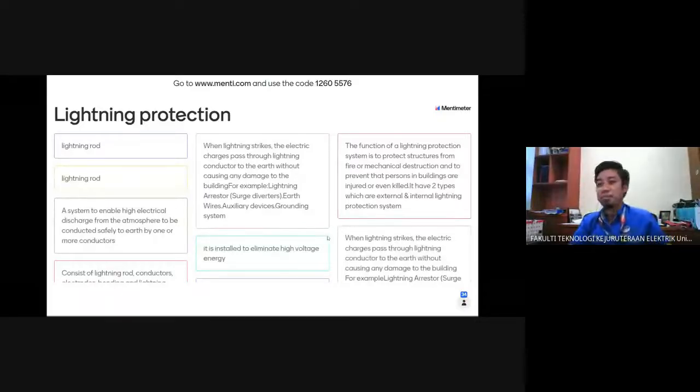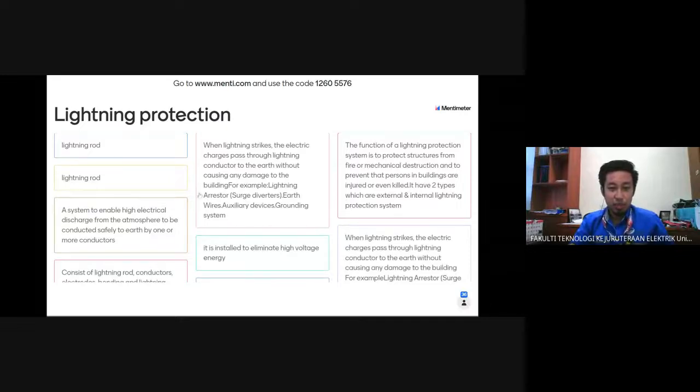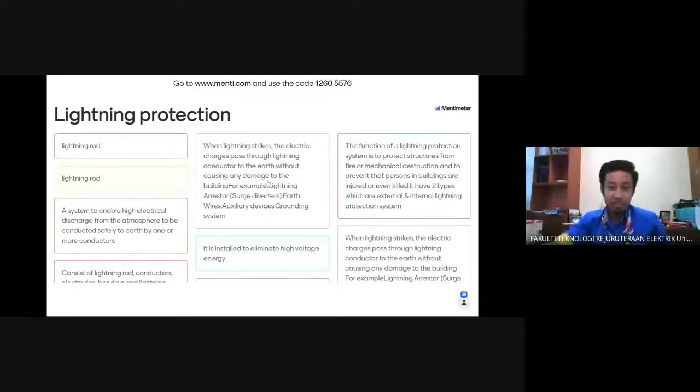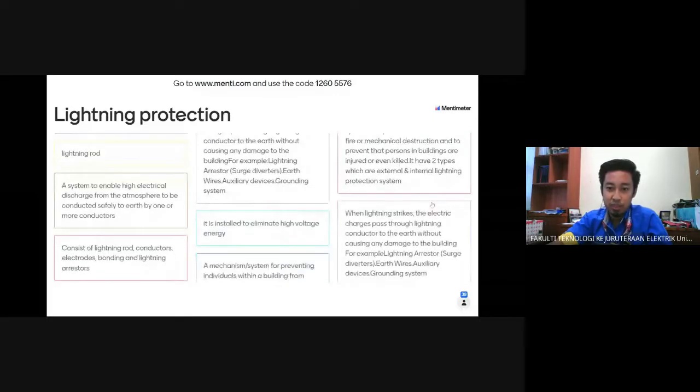Okay, good. Lightning rod. When lightning strikes, the electric charge passes through the lightning conductor to the earth without causing any damage. For example, lightning arrestor, surge divider, earth wire, auxiliary device, grounding system. The function of the lightning protection is to protect the structure from fire and mechanical destruction and prevent the person in the building from being injured or even killed. It has two types, which are external and internal lightning protection systems.